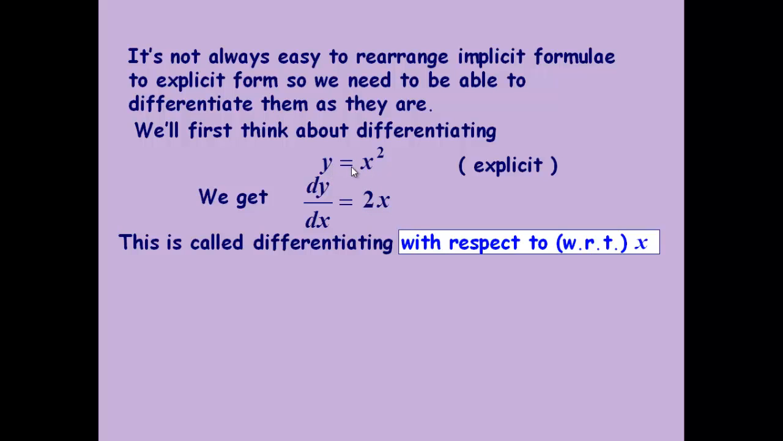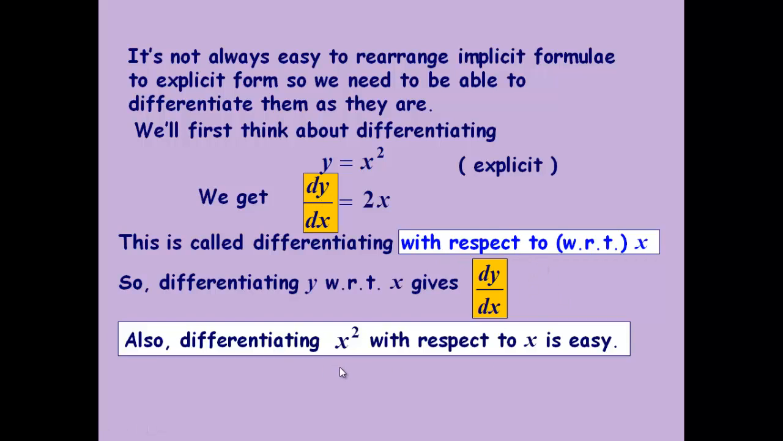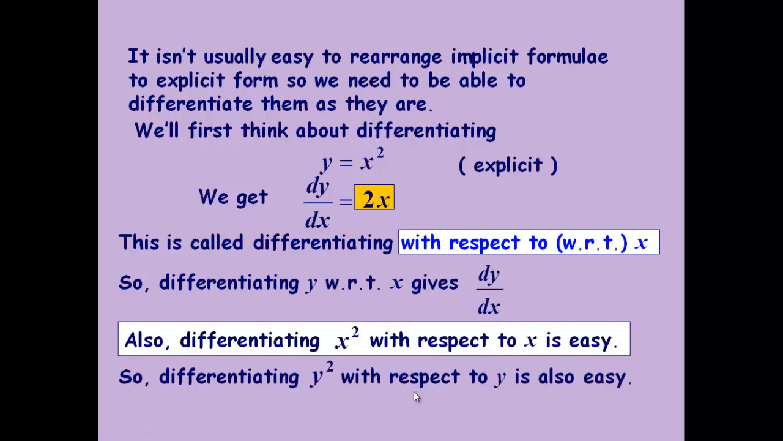And we can see why that's true, because y equals x squared. So it doesn't matter whether we put y here or x squared here. So differentiating y with respect to x gives dy dx. And this is going to be an important result in a minute. So differentiating x squared with respect to x is easy. By the same token, differentiating y squared with respect to y is sort of the same thing. It's also easy. It just gives us 2y.